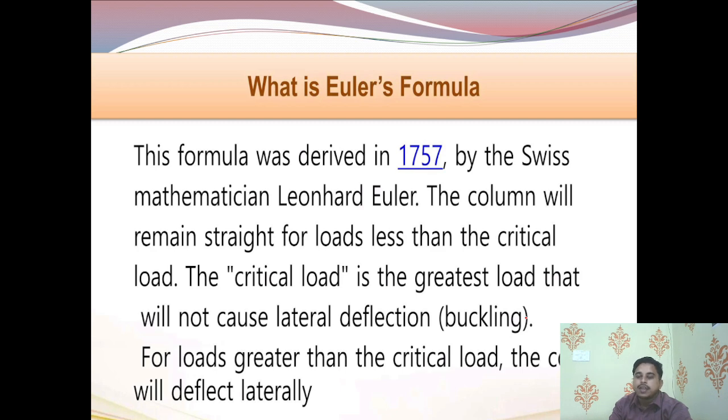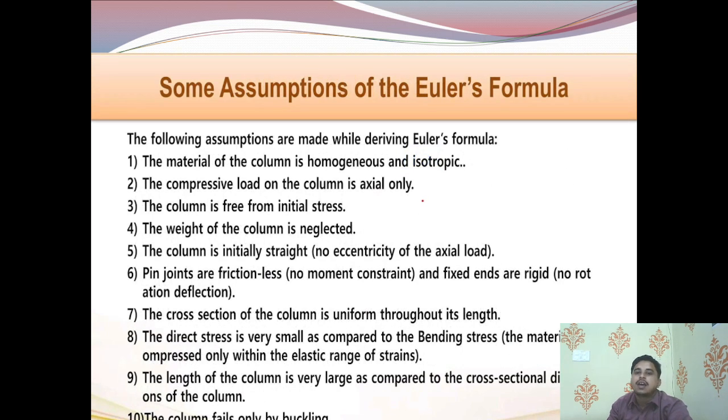Now, very important in terms of columns, Euler's formula. If we look into the historical background, we will find that in 1757, Swiss mathematician Leonhard Euler stated that the column will remain straight for loads less than the critical load. The critical load is the greatest load that will not cause lateral deflection, that is called buckling. For loads greater than the critical load, the column will deflect laterally.